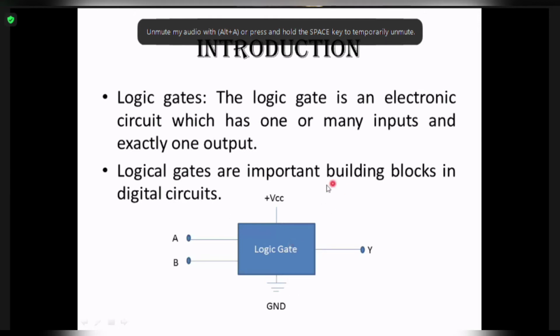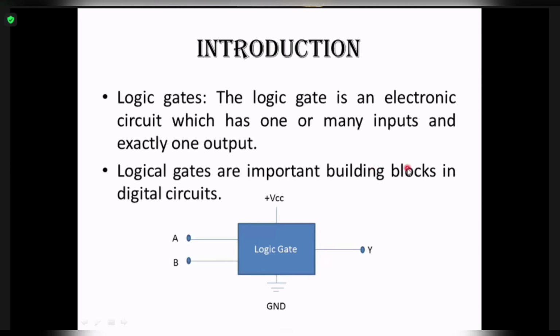Because logic gates are the important building blocks of digital circuits, right? Digital circuit means what? There are many big digital circuits which are used for various functions. There are adder circuits that we are also going to study in this chapter. There is a full adder circuit and a half adder circuit, which are used for carrying out addition and subtraction in your computer, right?